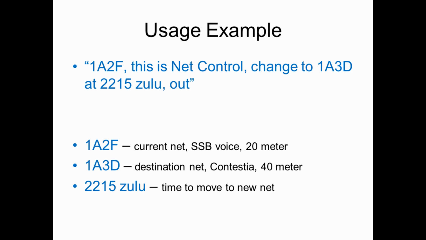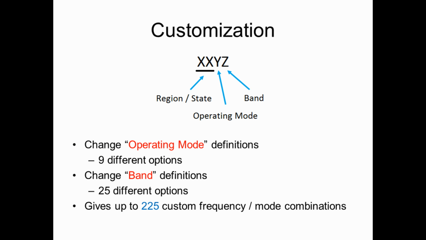To provide communication security, ComSec, the last two symbols of the four-symbol net naming scheme can be customized by the command center to your specific needs. By changing the operating mode definition, of which you have 9 different options, and changing the band definitions, which has 25 different options, that gives you a total of 225 custom frequency mode combinations.